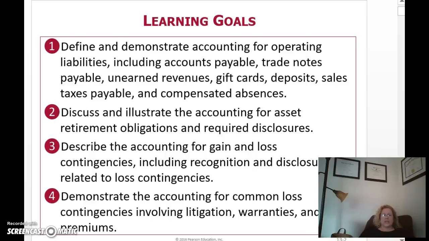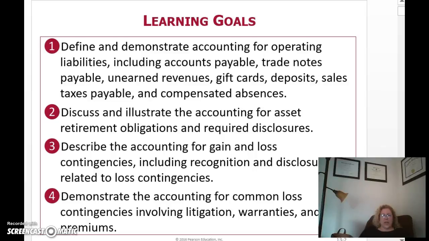Learning Goal 1 defines various operating liabilities. Operating liabilities are obligations that arise in the normal course of business. Thus, accounts payable, trade notes payable, unearned revenues, gift cards, deposits, sales tax payable, income tax payable, and compensated balances are all discussed as part of Learning Goal 1. You'll be exposed to the definitions of each type of operating liability by learning the definition and the entries associated with each liability. In addition, you'll learn about the way in which such operating liabilities need to be disclosed.